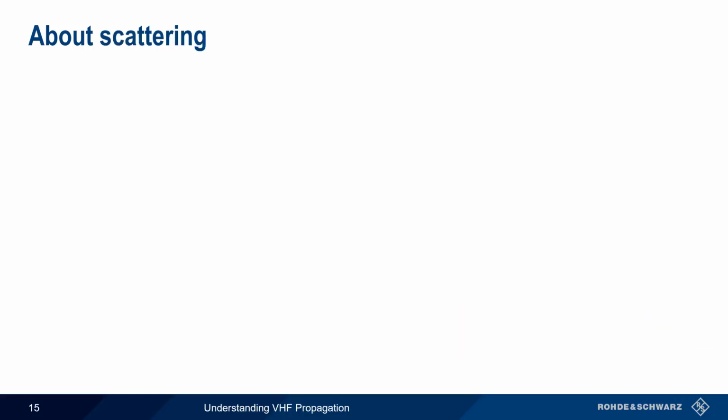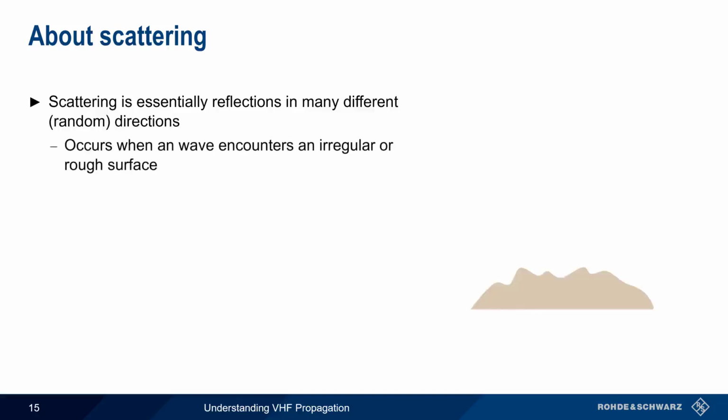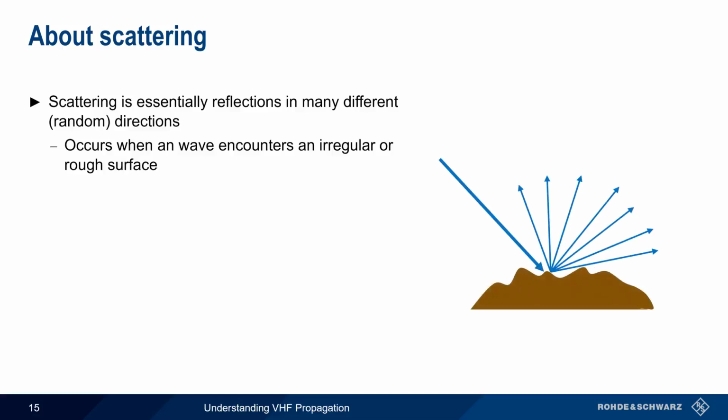The last common VHF propagation mode we'll cover is scattering. Scattering is essentially reflections that occur in many, more or less random directions. Often what determines whether a signal is reflected or scattered is the surface of the object. Rough or irregular surfaces create scattering, rather than the specular reflection we looked at earlier.